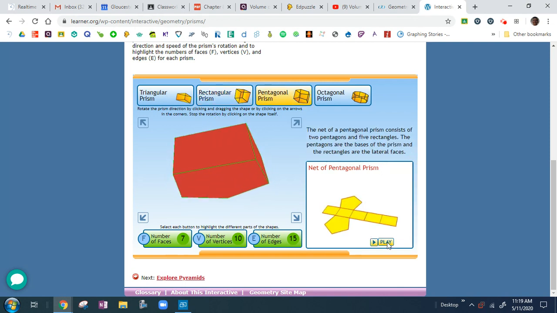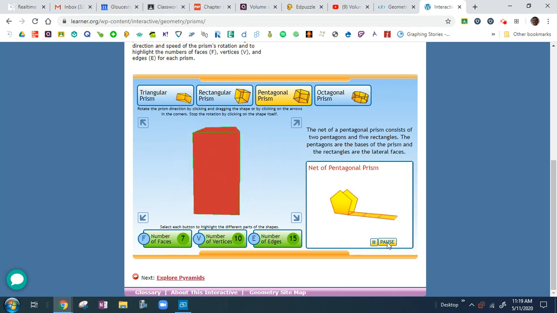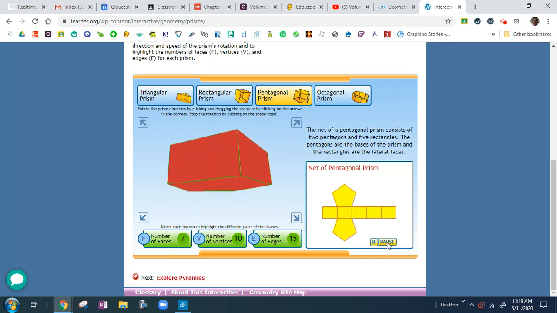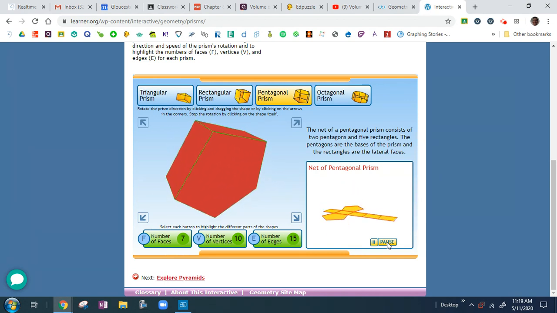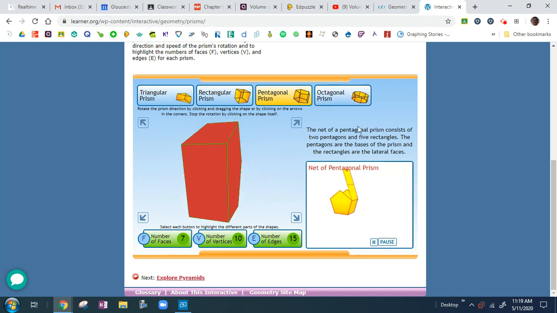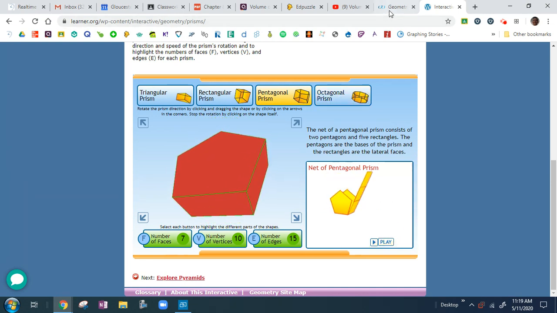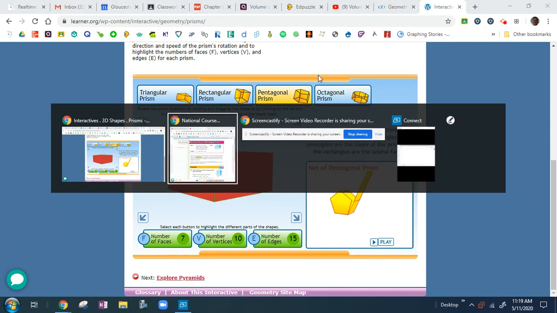Just for fun, let's look at this one. So cool. Fold. That is cool. This is such a fun website. All right, and you can click on the octagonal prism there yourselves. All right, let's get back to our notes.